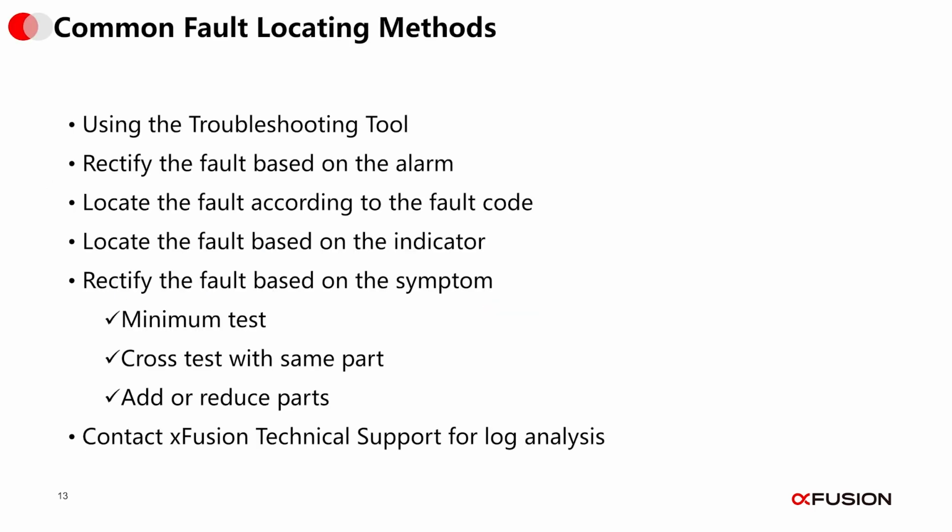Here are the common fault locating methods, like using the troubleshooting tool, and rectifying the fault according to the alarm, fault code, and indicator. Based on the symptoms, we can use the minimum test, cross-test with same part, and add or reduce parts to rectify the fault. Those 3 tests are the most commonly used methods. If the problem cannot be solved after rectifying and testing, contact our xFusion technical support for log analysis.